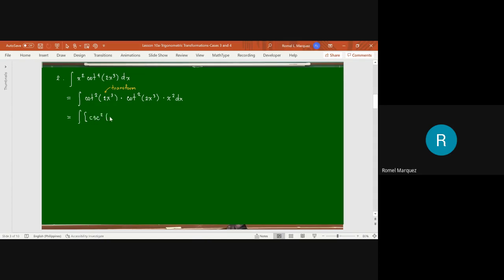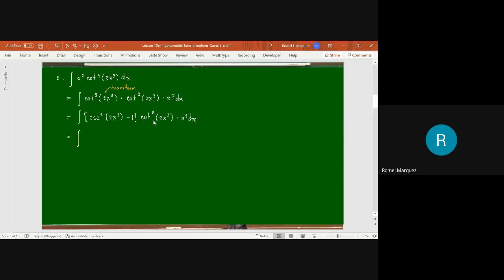Two x cubed, then minus 1, okay? Multiplied by cotangent squared of 2x cubed times x squared dx. And this is equal to, so let's distribute.